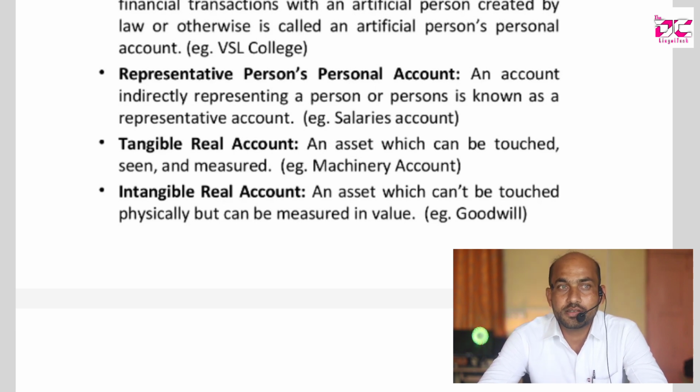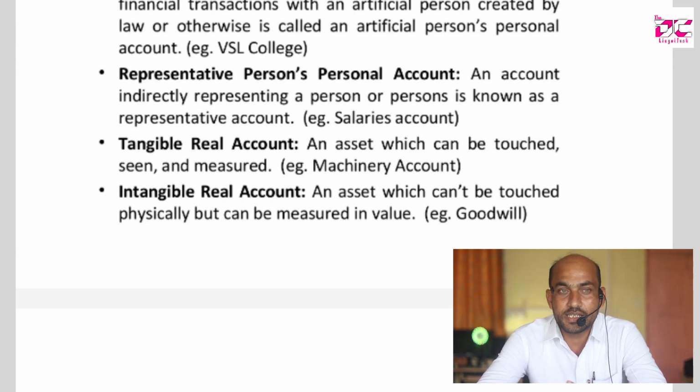Then next, that is a tangible real account. So real account is related to the properties of the businessman, means that person has the assets and liabilities. So it is related to that account, means the person has tangible assets. Tangible assets in the sense of furniture, machinery. These are the tangible accounts: assets which can be touched, seen and measured, we call as a tangible account.